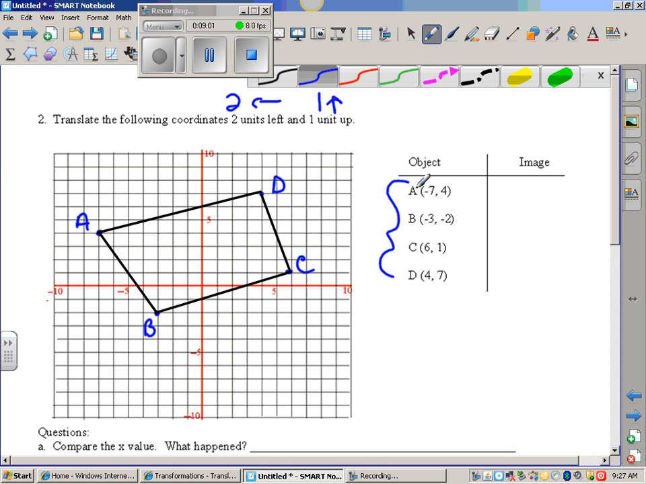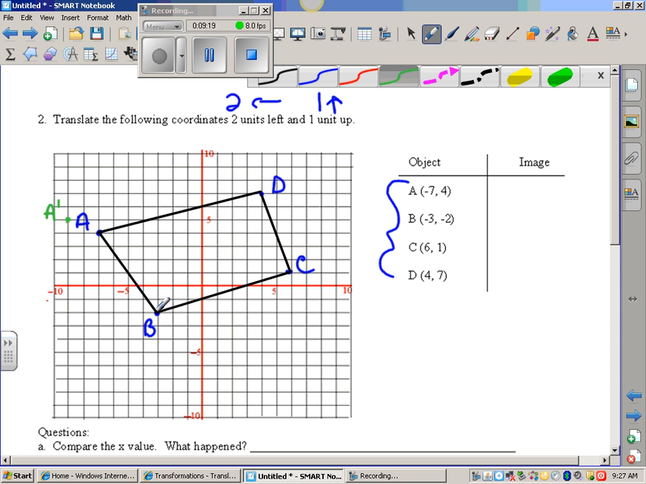So first, let's mark A prime by counting. So we're going to start at A. You put your pen literally on A. You're going to go 2 units left, 1, 2, and then you're going to go 1 unit up. And you're going to label it A prime. So you're just following the directions.